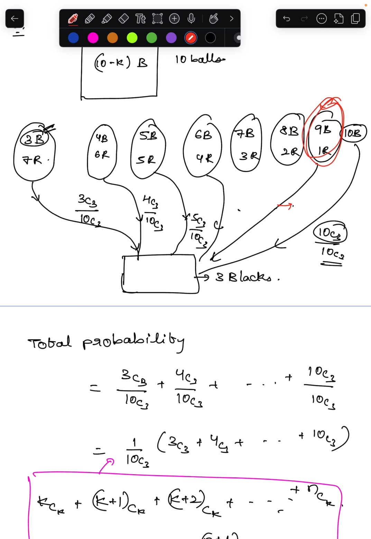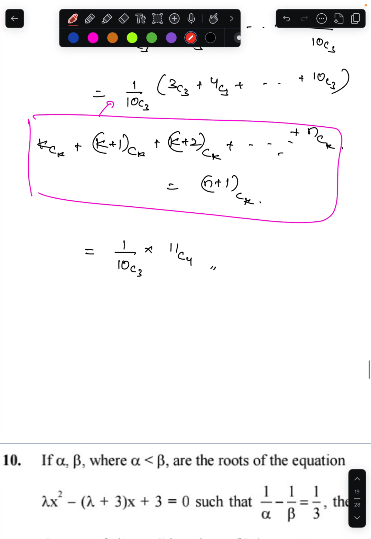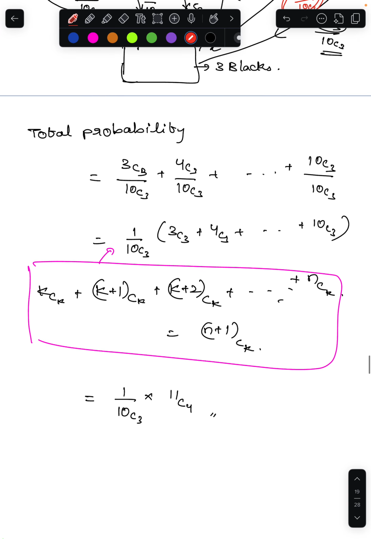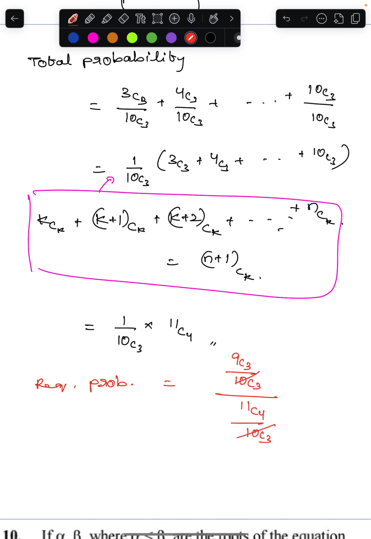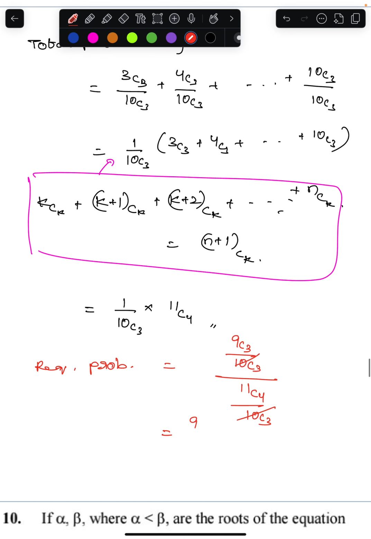So the probability from this bag is 9C3 by 10C3, right? We need the contribution from this bag. So that means the bag contribution by total probability. What is the contribution of that one? So the required probability is equal to the contribution of the bag, 9C3 by 10C3, divided by the total probability, 11C4 by 10C3. So 10C3, 10C3 cancels out. The answer is 9C3 by 11C4. So we can calculate it.